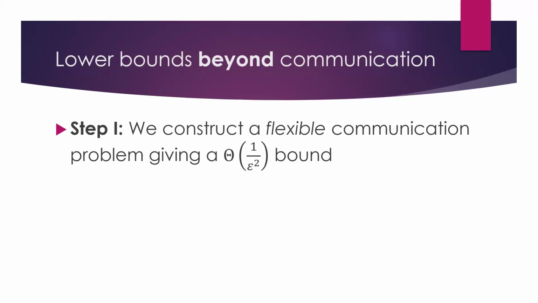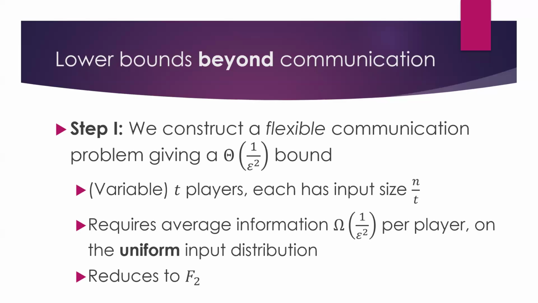Good. So the first step in our reduction is constructing a much more flexible lower bound in the communication sense that would still just recover the same lower bound that we had before of 1 over epsilon squared. So what do I mean by flexible? What flexibility do I want? So I want flexibility in a few ways. So one thing I want is that now I wouldn't have two players, I would have t players, such that each of them would have an input of size n over t. So the total size of the problem always remains n. I just can partition the input between as many players as I want. This is one variability or flexibility that I am going to use.